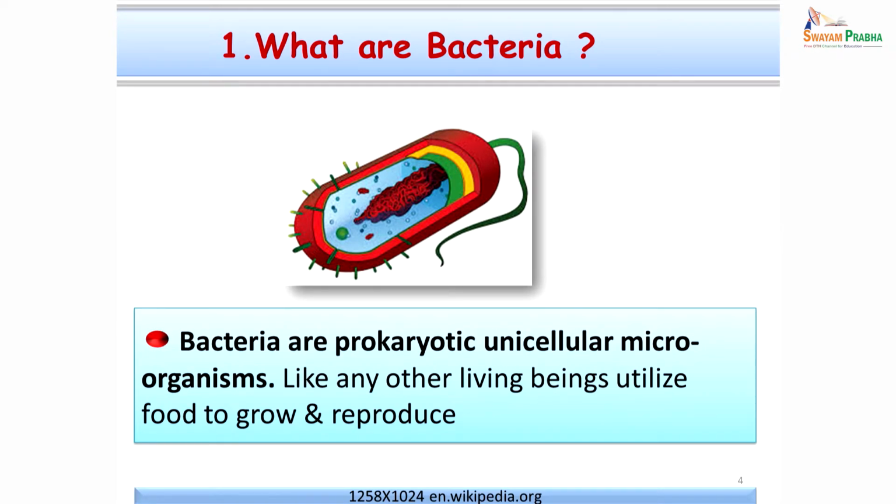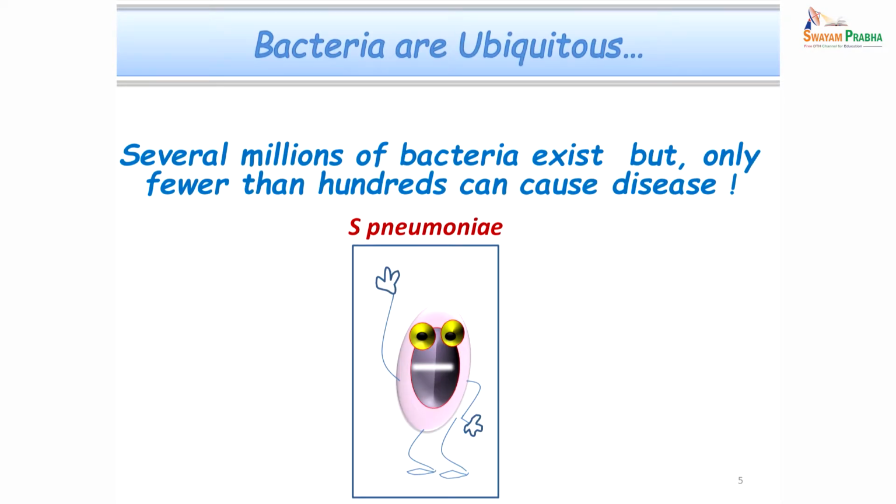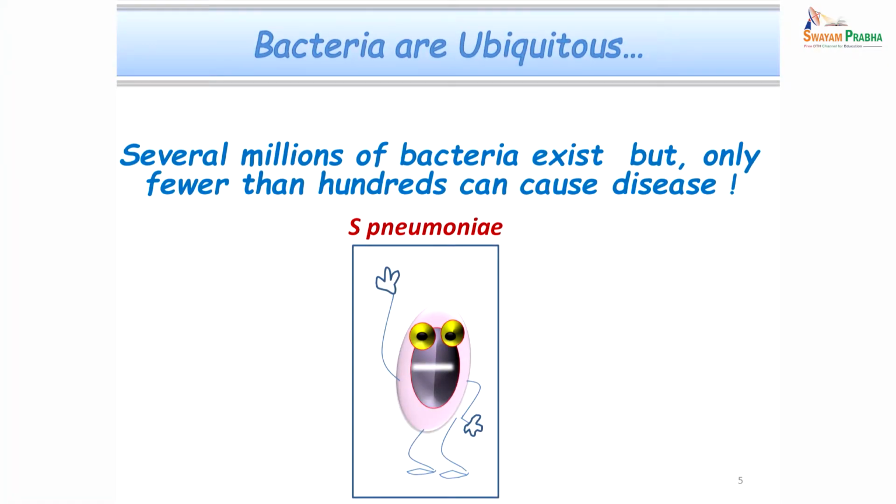The first one being what are bacteria? As we know, bacteria are the prokaryotic unicellular microorganisms. Like any other living beings, they utilize food to grow and to reproduce. Most of the bacteria are present around us, rather we live amongst the bacteria, they live on our body and everywhere. This concept is called the ubiquitous nature of the bacteria. Although several millions of bacteria exist, only a few hundreds of them can cause disease. This is rather good news for us.